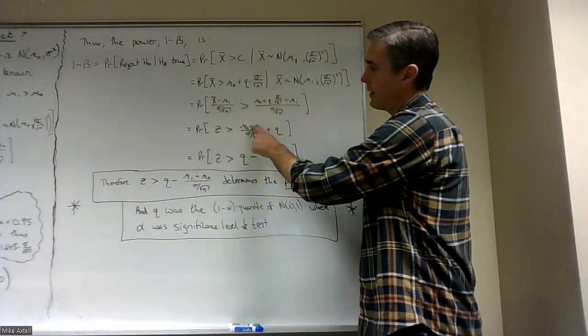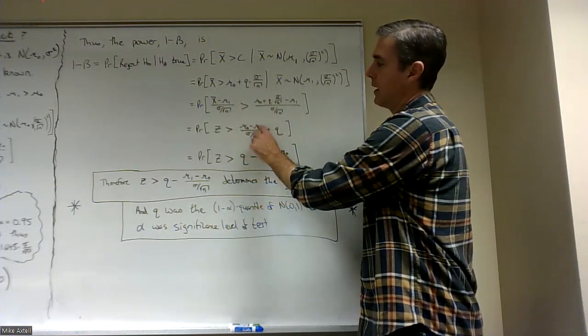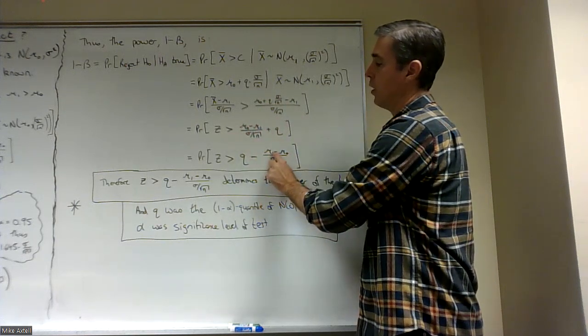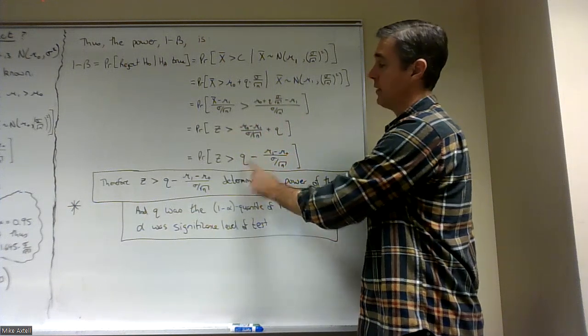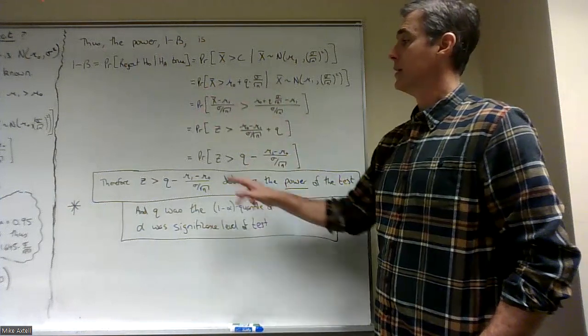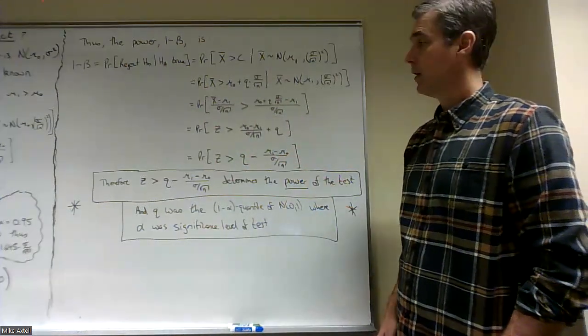I drag that minus sign between the mu0 and the mu1 out in front, making it negative mu0, positive mu1, or in other words, mu1 minus mu0. There's the minus sign that was dragged out in front. There's the q. So I have the power 1 minus beta is the probability that z exceeds this value, okay?